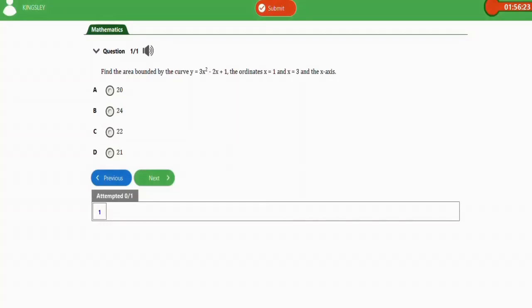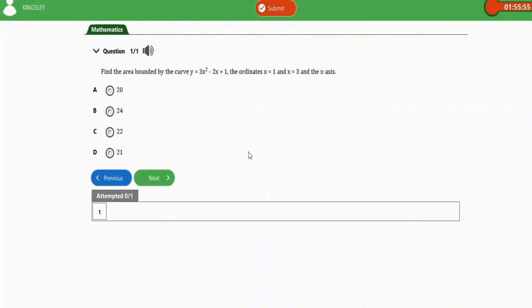In this video, we're going to learn how to solve problems involving application of integration for JAMB Maths. So we have one repeated question under this topic to deal with. So let's get started. The question says, find the area bounded by the curve y equals this function, the ordinates x equals 1 and x equals 3, and the x-axis.